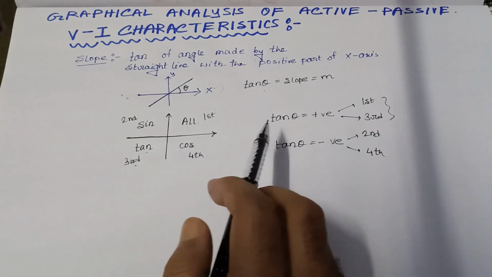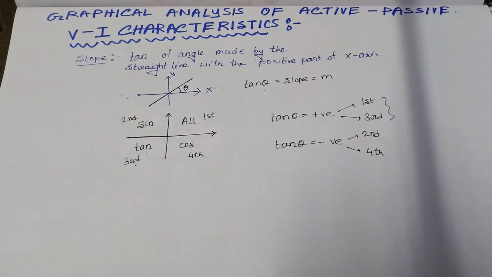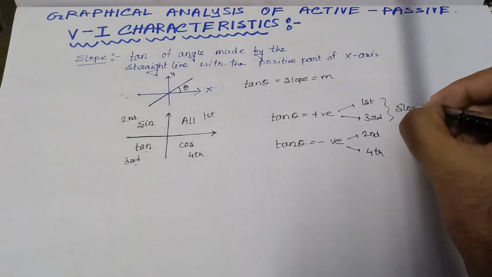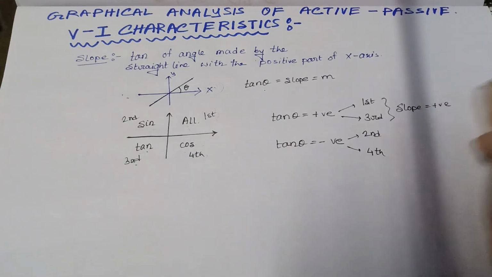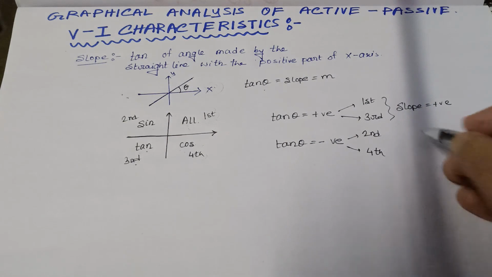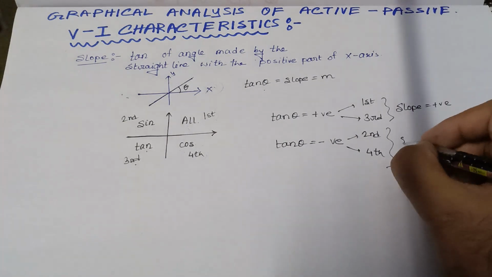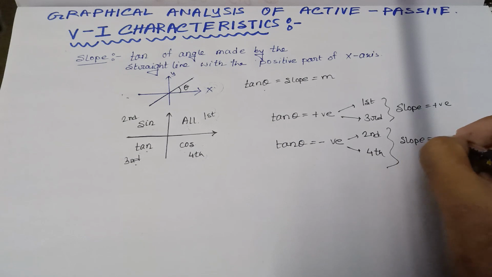So from this I can tell you that slope will be positive in first and third quadrant and slope will be negative in second and fourth quadrant. Clear na?